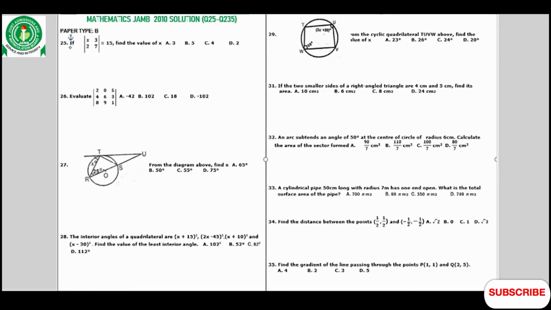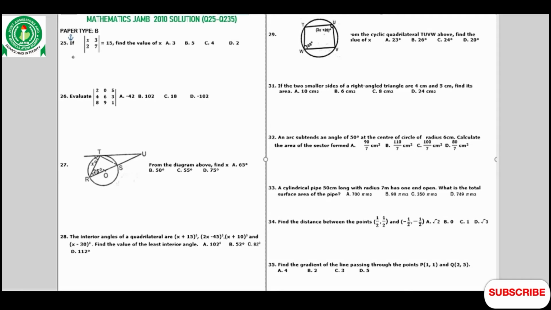Question 25 says we have an absolute sign here, open bracket x 3, 2 7, equal to 15. Find the value of x. Now this is a determinant. This symbol means determinant of a matrix. And this is a 2 by 2 matrix. So you bring it out.